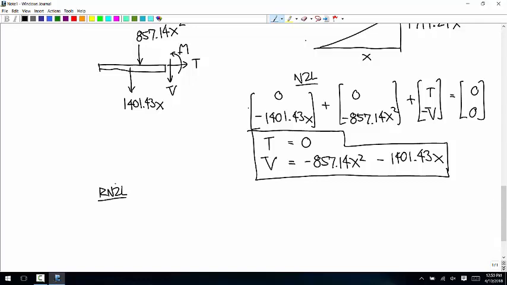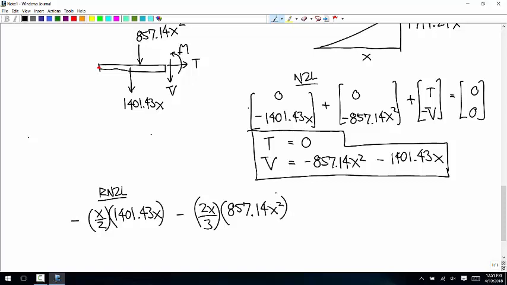And then the moment equation with the about point at the left end. The moment arm of this 1401 force is x over 2. It's right at the midpoint. So we have a clockwise moment with a moment arm of x over 2 and a force of 1401.43x. And then we have another clockwise rotation with a moment arm of 2x over 3 because of the centroid of a triangle, and a force of 857.14x squared, and then plus M minus Vx is equal to 0.